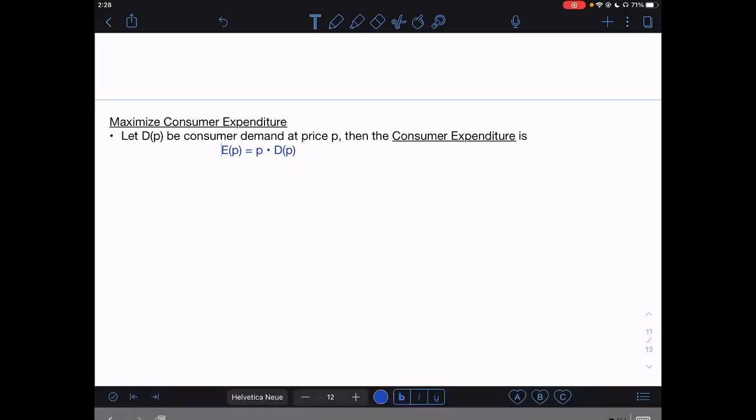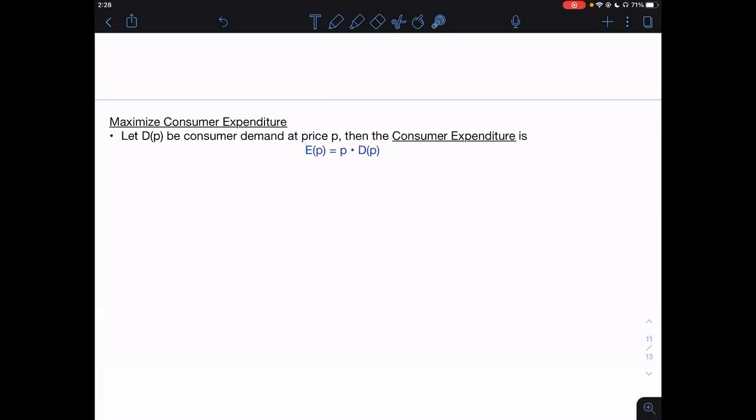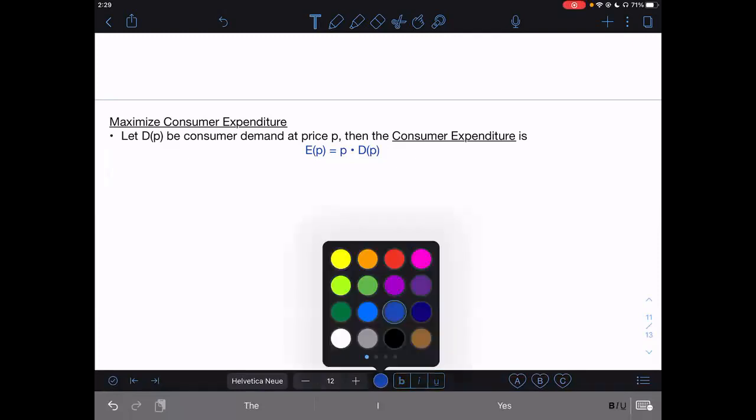Okay, so how much consumers are going to be willing to spend at a certain price point for a certain price and demand of that item. And what we want to do here is, when it comes to consumer expenditure, companies want to maximize that amount. They want to maximize how much individuals are willing to spend, correct? When it comes to businesses. So let's look at an example here.